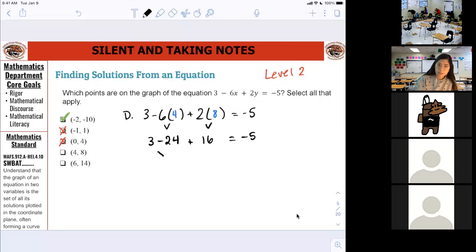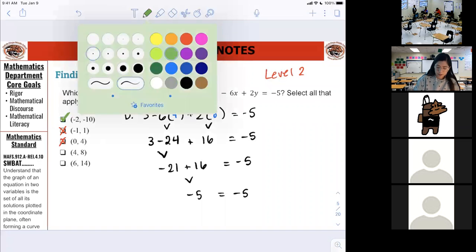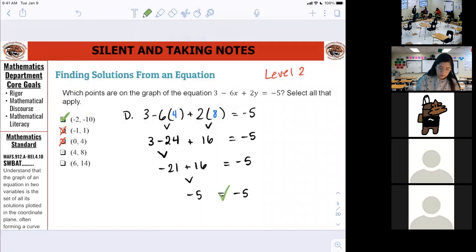All right. And then what is 3 minus 24? -21. And then -21 plus 16? -5. That is -5. Good. So this one involved a lot of math with negatives. You had to be pretty careful in doing that math. In the end, this one does work out. So 4,8 is correct.